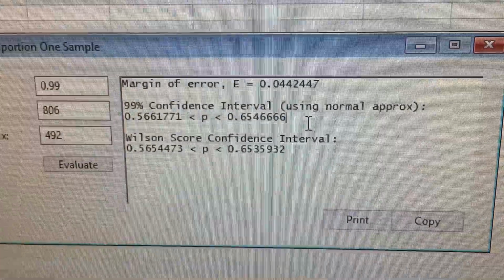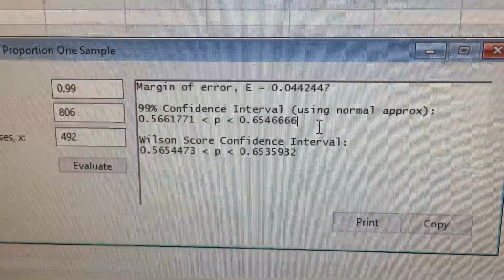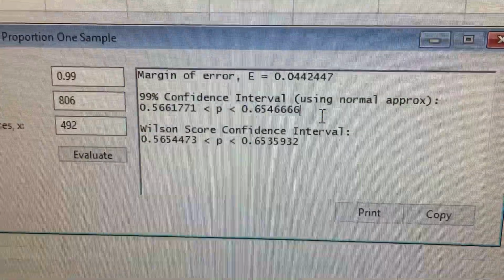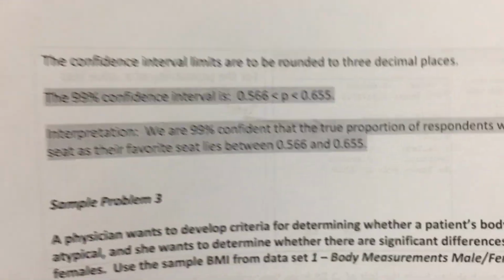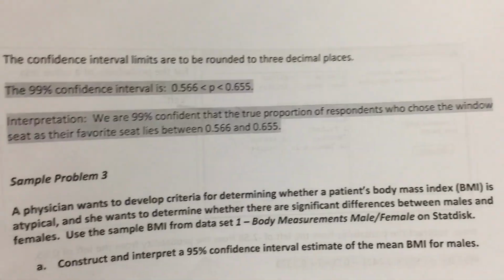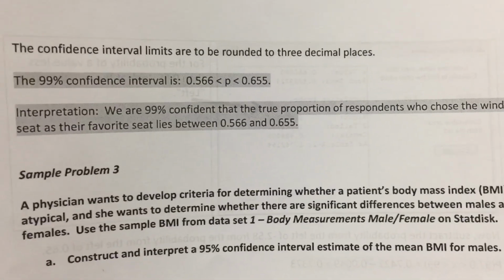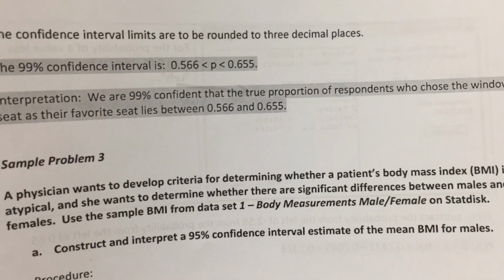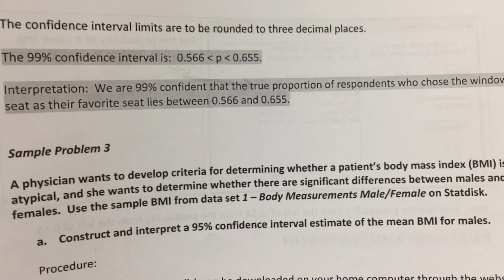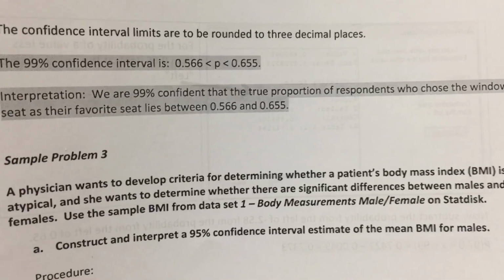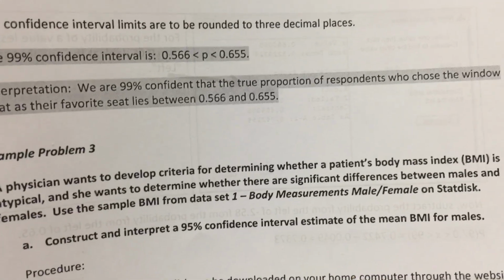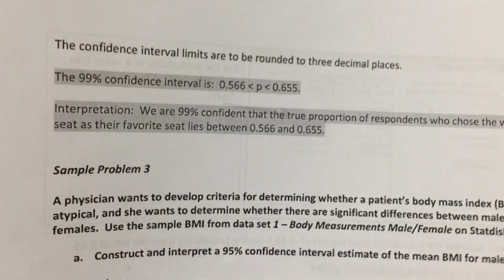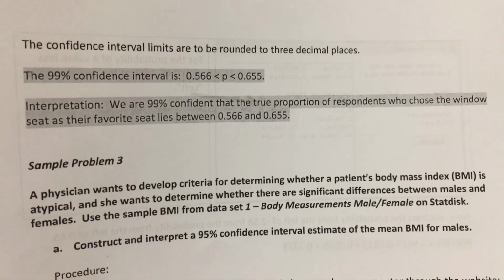0.655. Okay? And now they want you to interpret that confidence interval. So in this case, the interpretation is going to be this. I'm going to go ahead and pull this up. Where it says that we are 99% confident that the true proportion of respondents who chose the window seat as their favorite seat lies between 0.566 and 0.655. That's the interpretation of the confidence interval here.